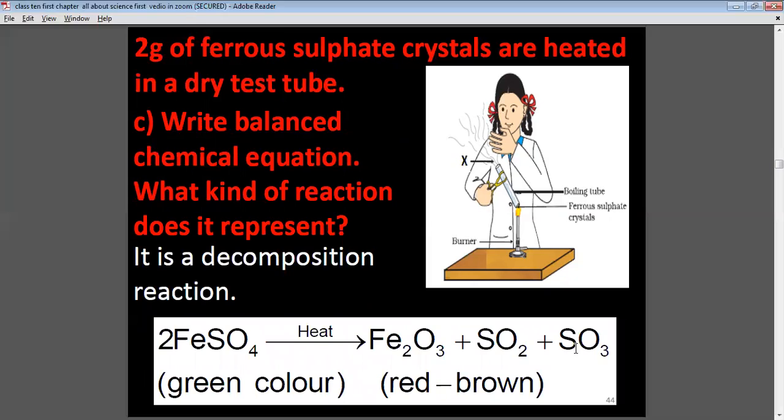Third question: write the balanced chemical equation. What kind of reaction does it represent? It represents a decomposition reaction because ferrous sulfate is a complex molecule. It undergoes the reaction and releases 3 products: one is ferric oxide, one is sulfur dioxide, and another is sulfur trioxide. This ferric oxide is red-brown in color, whereas before the reaction it is green. The equation is 2FeSO4, on heating, gives Fe2O3 plus SO2 plus SO3.